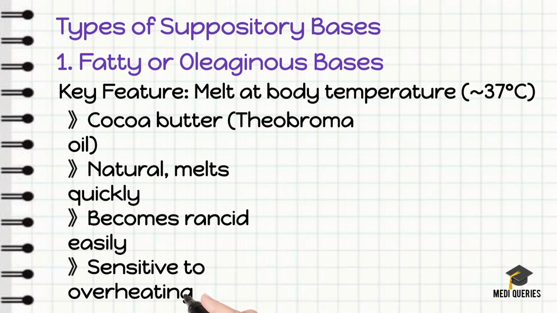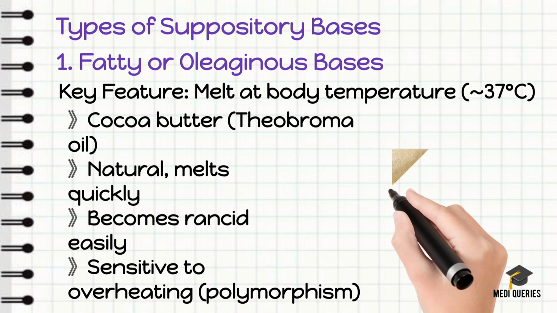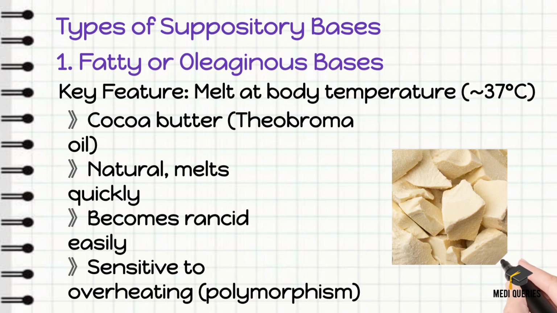So first one is oleaginous bases. These are also called fatty bases. A good example for this is cocoa butter. So one of the most common oleaginous bases is cocoa butter here, also known as theobroma oil. So it melts at body temperature, providing a quick release of the drug once inserted.